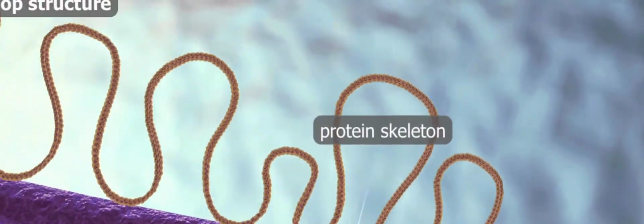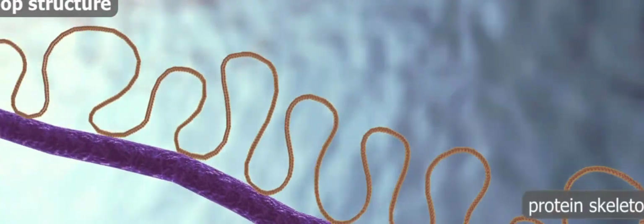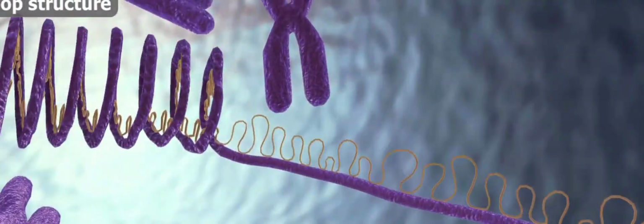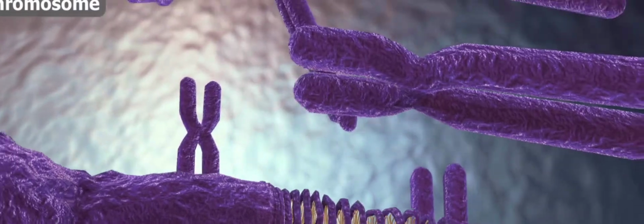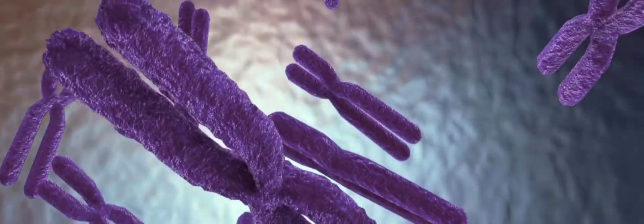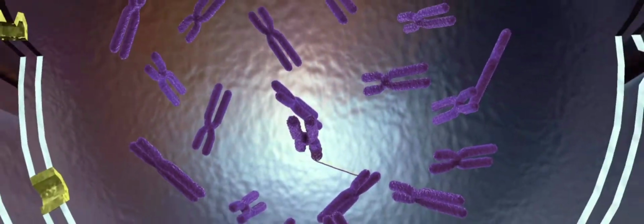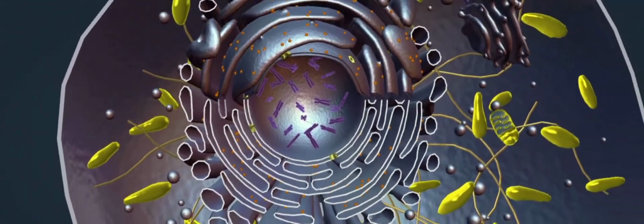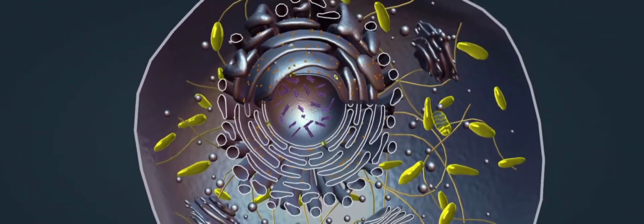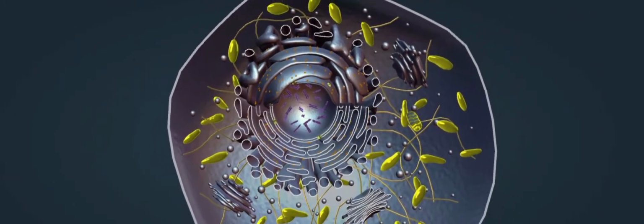In the next stage of packaging, parts of the coil attach to a protein skeleton and form a characteristic loop structure. The loop structure coils again to form the chromosome. Human cells have 46 of these, with a total of nearly 2 meters of DNA. That is, each of the microscopic chromosomes contains 4 centimeters of DNA on average.